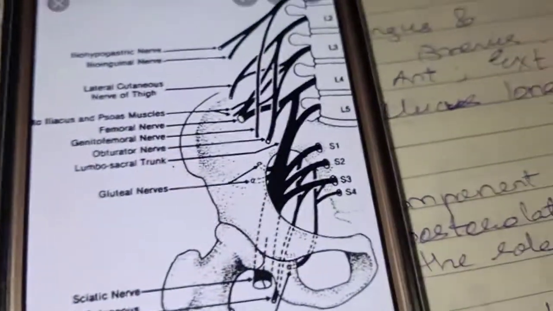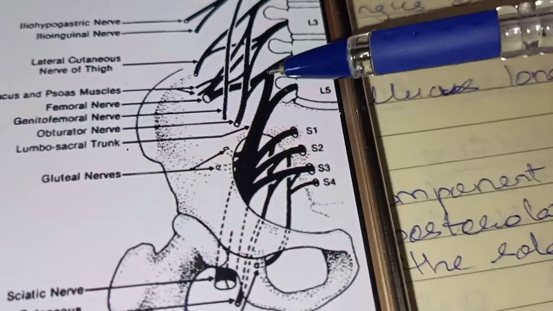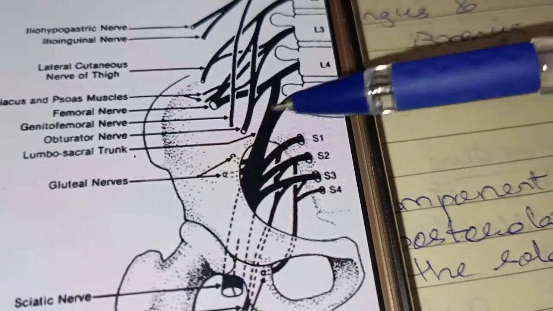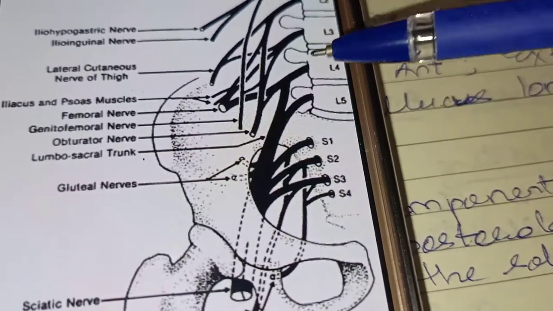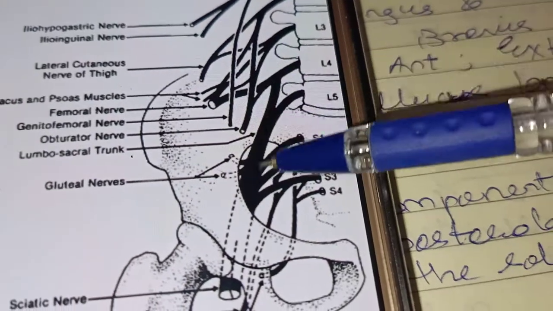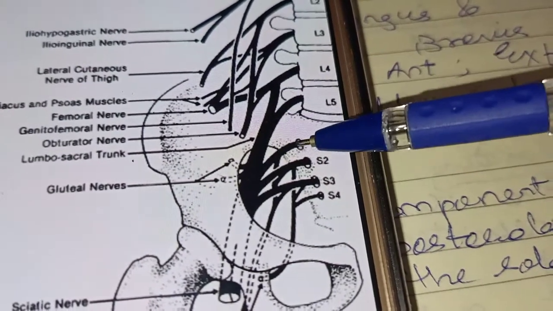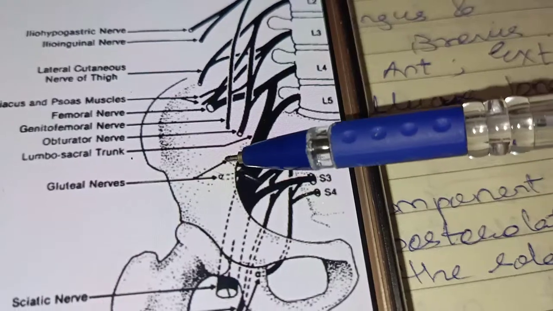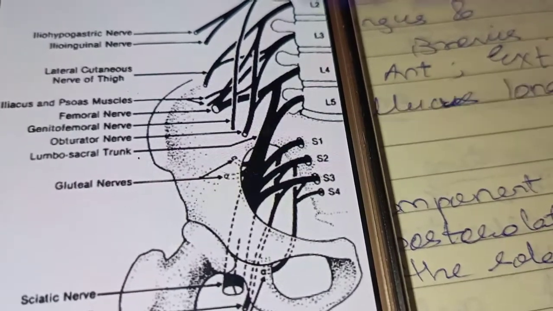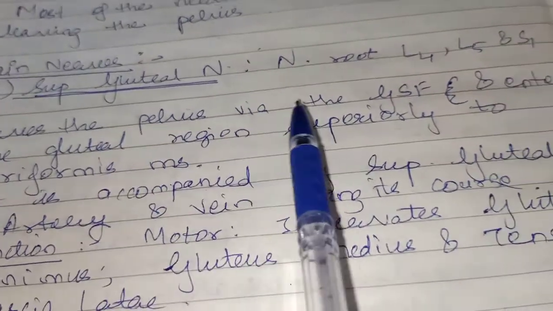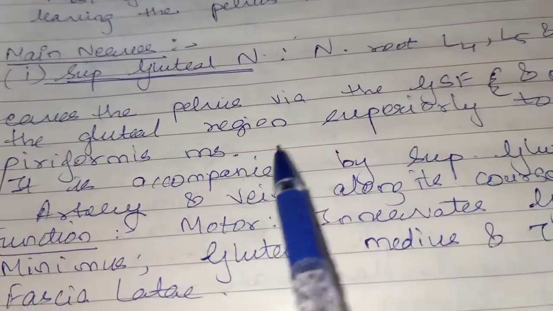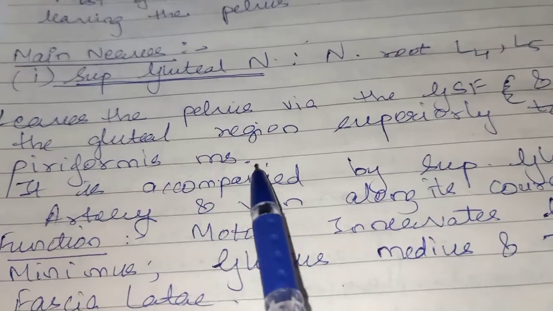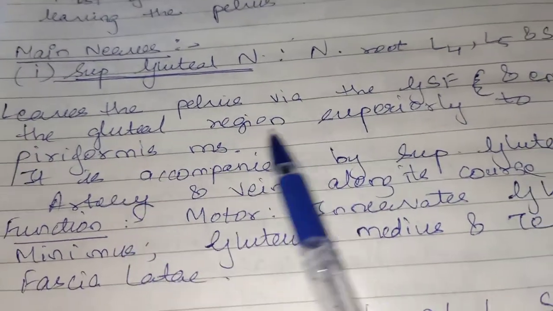Here also we can see L4, L5 and S1. Here is the superior gluteal nerve, from L4, L5 and S1. So this is the nerve root. It leaves the pelvis via the greater sciatic foramen and enters the gluteal region superiorly to the piriformis muscle. So it will take the first course.